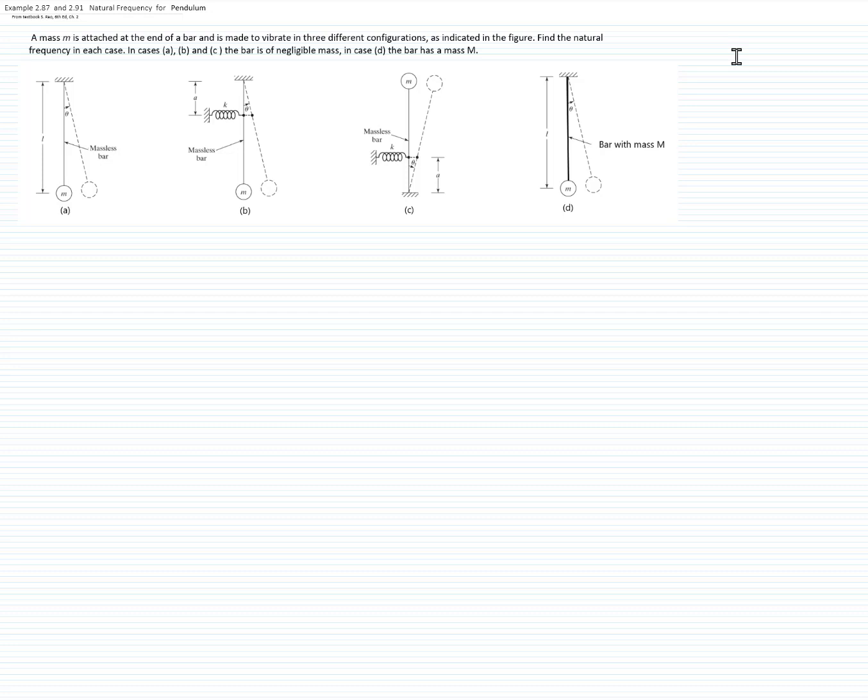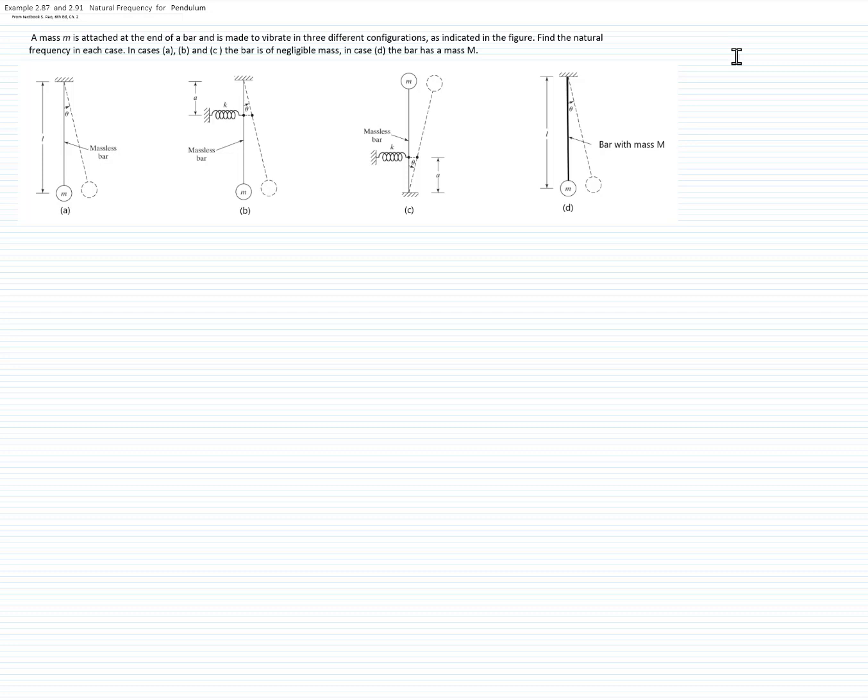In the second one, we have something similar, but we have added a spring at a distance A. In the third one, we have an inverted pendulum and also a spring. And in the last one, we have the same as the first one, but the bar has a mass M.